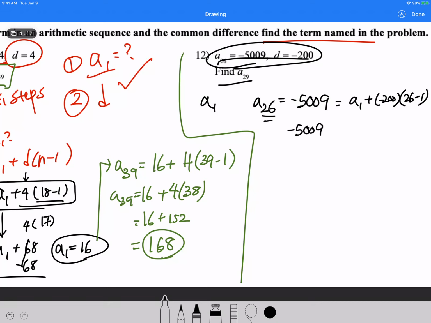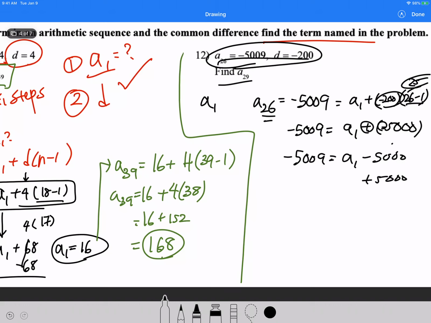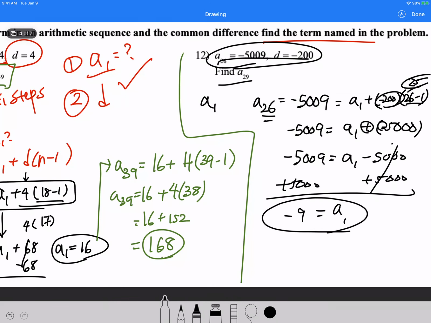So rewriting the equation, remember all of this is a way of me showing work. A sub 1 plus, that is 25. 25 times negative 200 should give you negative 5,000. And so if I add the 5,000 on both sides, because that's negative times positive, that should be the same thing as saying minus 5,000. Maybe I should rewrite the equation for you guys to have. So negative 5,009 is equal to a sub 1 minus 5,000. Add the 5,000 on both sides, and what you end up with is that a sub 1 is equal to negative 9. Okay, I'm not done yet because I want to find out a sub 29.